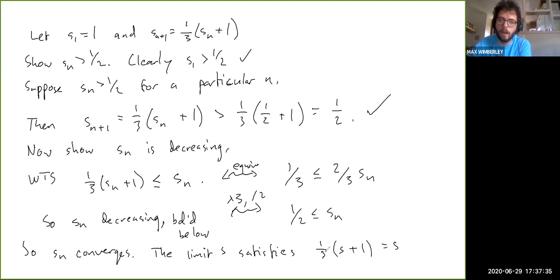So this is saying that S is a stable point of the iteration here. The way you get Sn plus 1 is you apply a specific function to Sn, and S is a fixed point of that function. So if you solve this equation, I think you just get S equals 1/2. Yeah. Okay. Any questions about that?